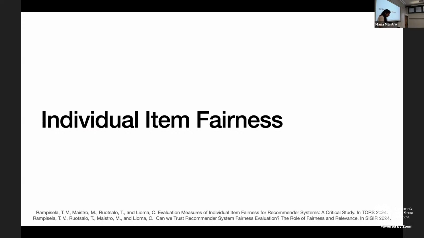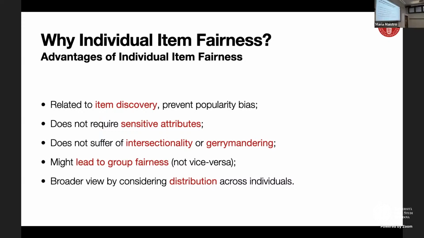Now, what we did, we focus on individual item fairness. And why that? Well, because it's important for ranking because it's related to item discovery and preventing popularity bias. If your system is fair from the item side, then what you expect is to have more diverse documents. It does not require knowledge of sensitive attributes. Most of the time, you don't need to define groups, so you don't need to have a gender, age, or any other attributes that are not easy to collect.